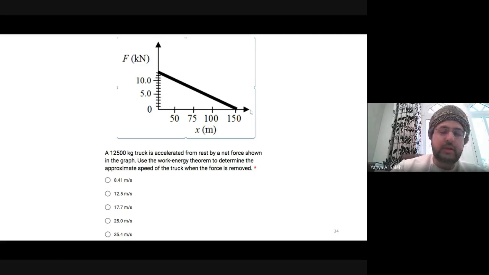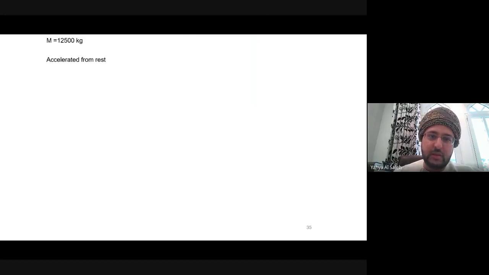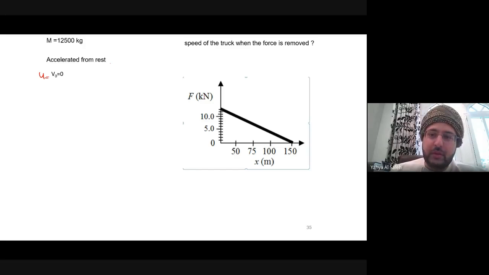Okay. Let's do it together. So we have a few 12.5s and a few 25s. Let's take a look. First thing first, I'm noticing that no one is complaining the numbers are not making sense, which tells me you have noticed that this is in kilonewtons, not newtons, so you have multiplied this by 1,000. I'm very, very happy about that. Mass is 12,500 kilograms. It's accelerated from rest, so v naught, or u, is equal to 0. And we want the speed of the truck when the force is removed.